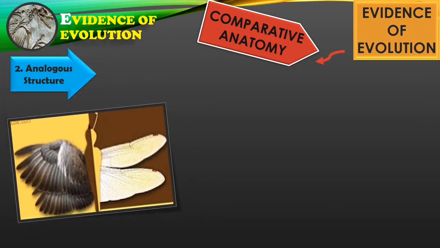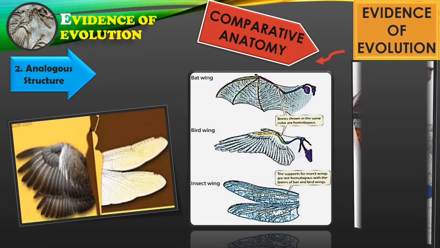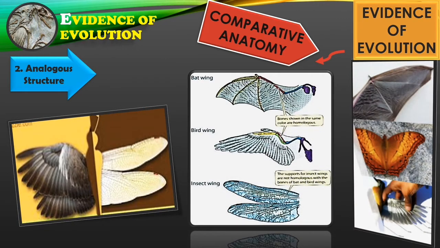Another example, we have birds and insect eggs are analogous. They serve the same function but have different evolutionary origins.